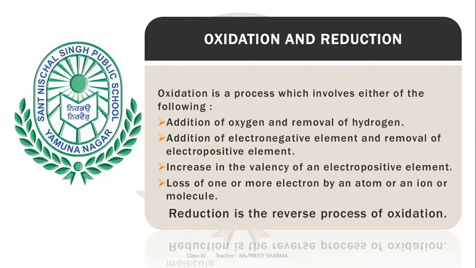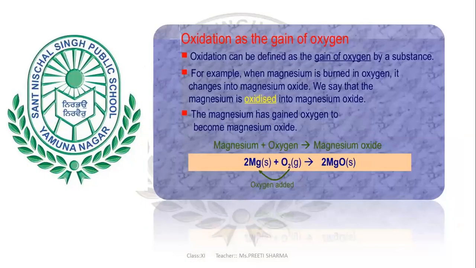And reduction is the totally reverse process of oxidation. I'll give examples one by one of this oxidation, right? See, first of all, oxidation as the gain of oxygen. Oxidation can be defined as the gain of oxygen by a substance. For example, when magnesium reacts with oxygen, it forms magnesium oxide. Students, here magnesium is burned in oxygen and it changes into magnesium oxide. It means magnesium is oxidized, right?